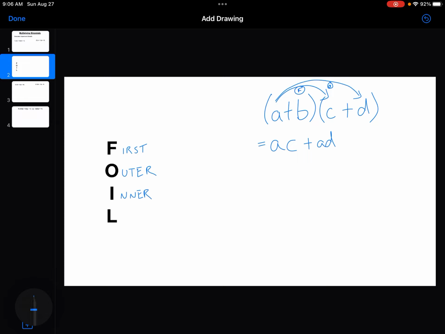Then we have the inner. So the 2 inner values, b times c. So that one is inner. And then finally, you have to finish with the last times the last. So that's going to be b times d. First, outer, inner, last. FOIL. Okay, so the first times the first, the outer times the outer, the inner times the inner, and the last times the last. And oftentimes, these terms you will be able to simplify.